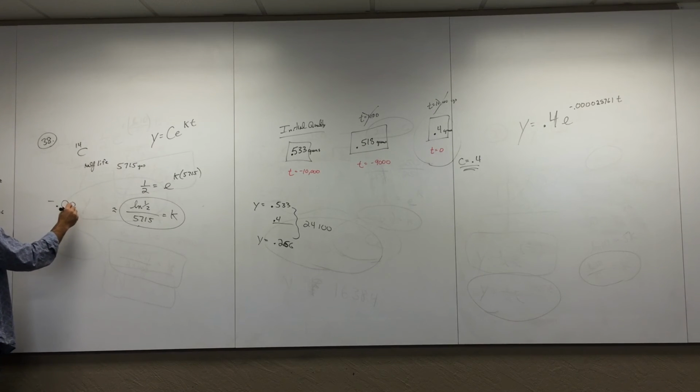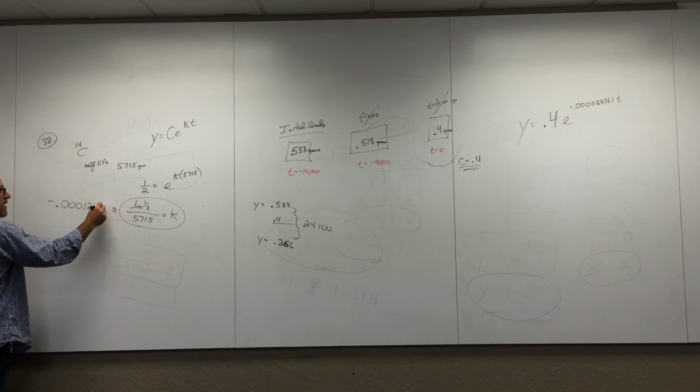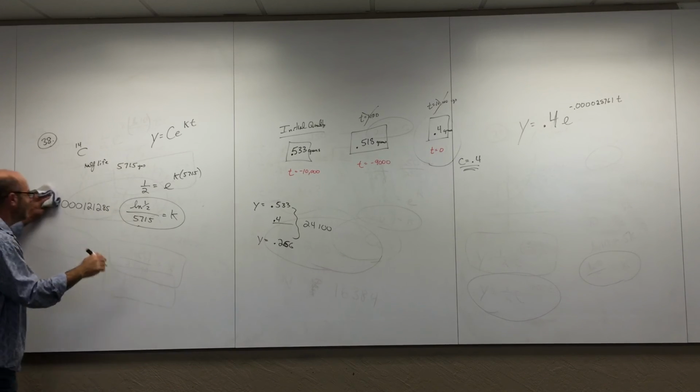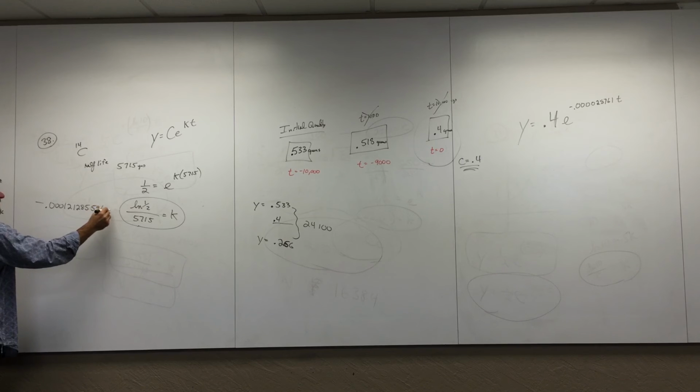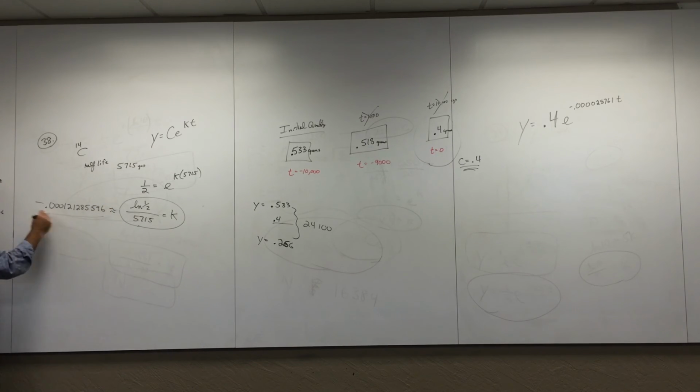Negative 0.0001212855596. Wow. I would round that to 8. That's negative 0.000121285596. Wow. Oh, to the negative 1. You could round it a little less than that, perhaps, but not too much less. I warned you about that. But anyway, okay, all right.